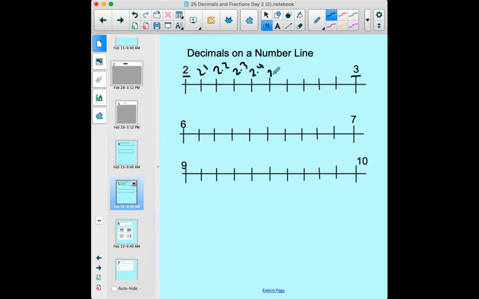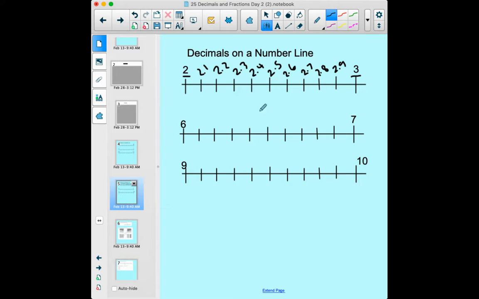Every time you see a number line on a word problem, you need to redraw it. That will help us make sure that we know the value of each place. After you draw it, make sure that you label it. So I'm almost done. I'm at 2 and 8/10, 2 and 9/10.